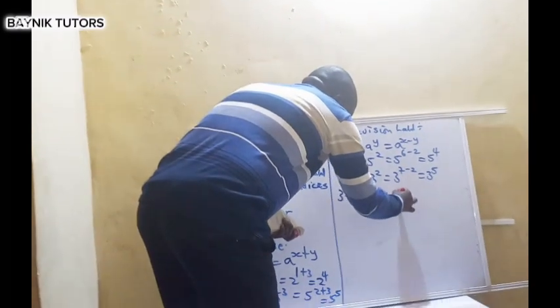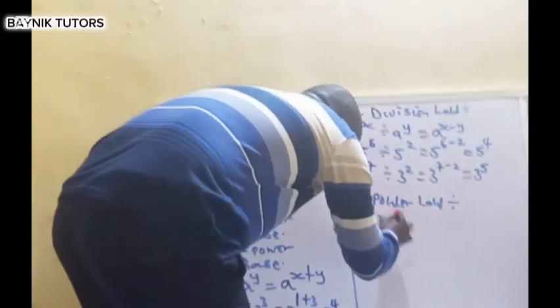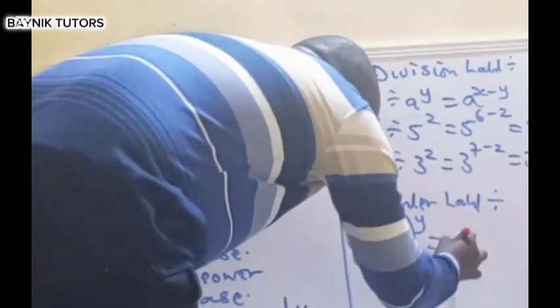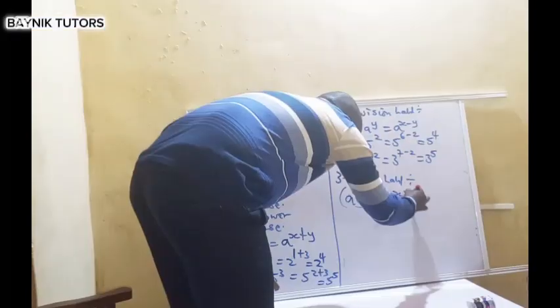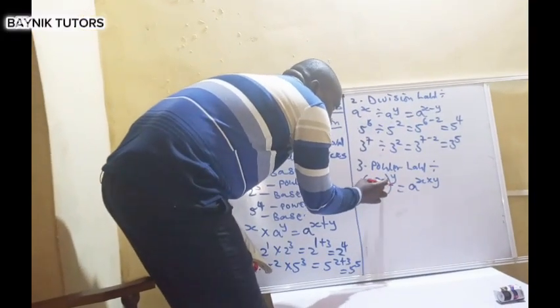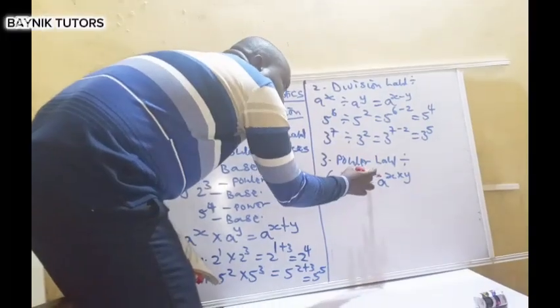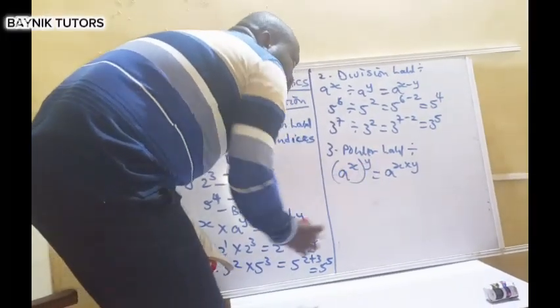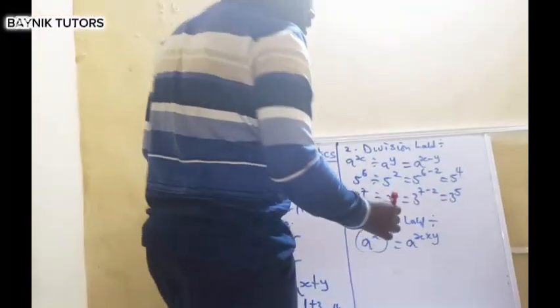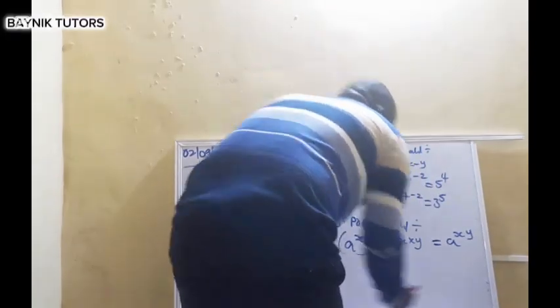Power law. For the power law, we have a raised to power x, raised to power y. That will be a raised to power x times y, because what the power law says is that we have a base, a power, and another power outside. So when we have a base, a power, and another power outside, we have to multiply the powers. So this will now become a raised to power xy.